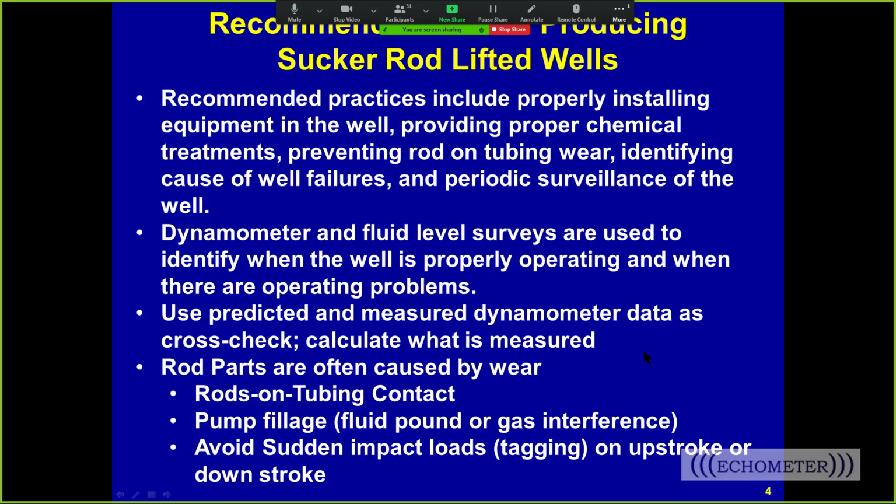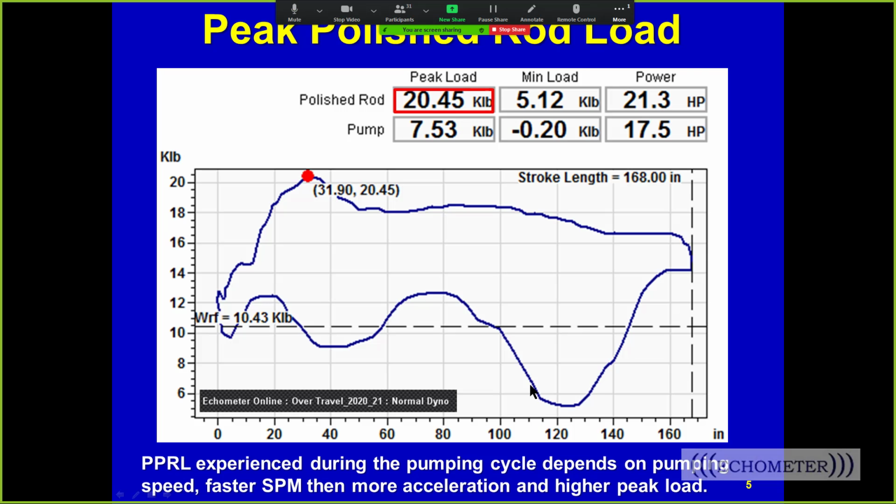We'll talk about impact loads, and those can happen either upstroke or downstroke. Now, this is a peak polish rod load, and this is our normal dynamometer example well, and we've had that as one of the examples in our download file. I'm showing you the peak polish rod load. And as the speed increases, the acceleration increases, and that causes this peak polish rod load to increase.